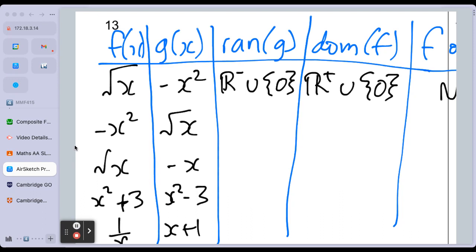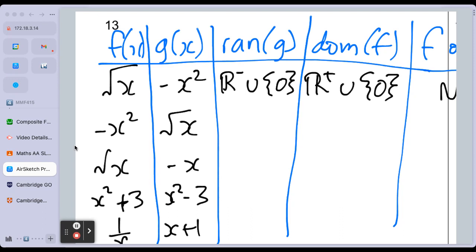So back to this table, we can see that the important facts are, we look at the range of G. If the range of G fits inside or is the same as the domain of F, then we can go F composed with G. If the range of G does not fit inside the domain of F, and we just need one non-example for that, one number that we can say, oh yeah, that's in here, but it's not in here, then we can say we can't compose those functions without restricting G.